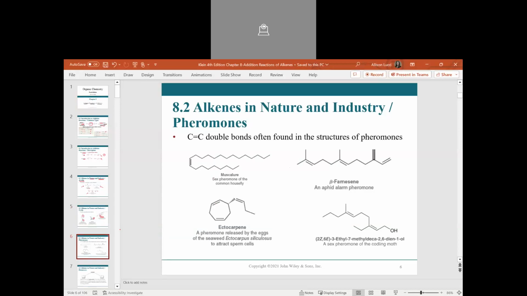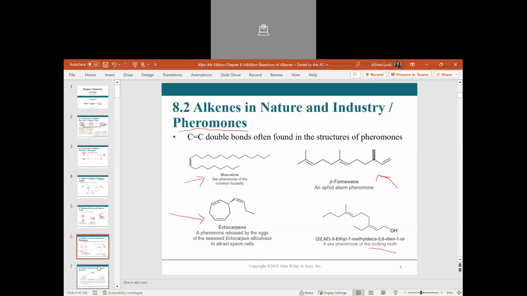One specific alkene type that I want to point out here is the pheromones that can be found. These are communication compounds, right, that are used either for animals or even with plant communication. So things like seaweed, right? We can see these pheromones released from the eggs of seaweed to attract sperm cells, and a variety of insects, right? So we have aphids, we have houseflies, and the codling moth.